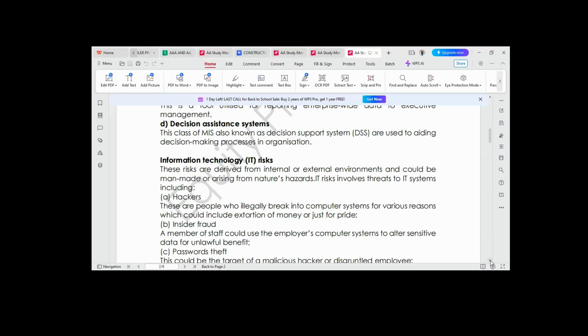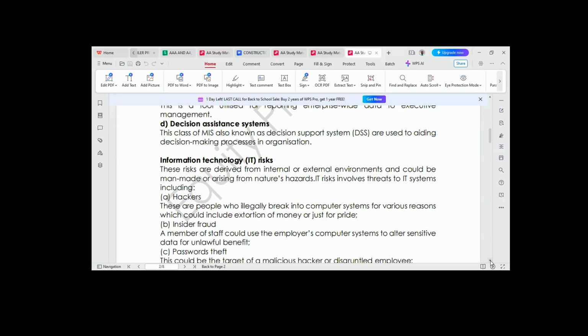Another risk of IT is insider fraud. Okay? This happens where a member of staff uses the employer's computer system to alter sensitive data for unlawful benefits.